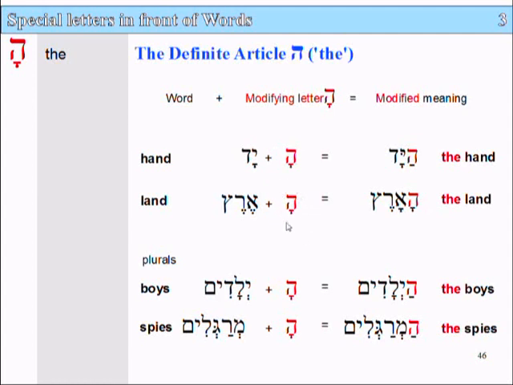There are some words that have a hey in front of them that don't mean the, but we'll learn all the exceptions and so on as we go along. But you can tell from context, and most often when we have a hey in front of the word, it does mean the, or it introduces a question. That's something we'll look at in later lessons. So ha, the.